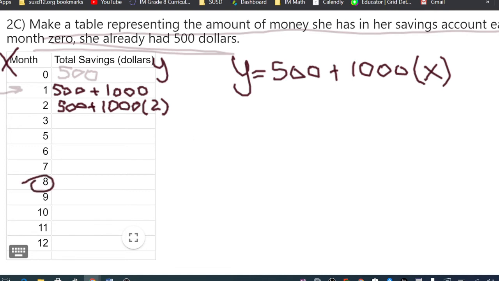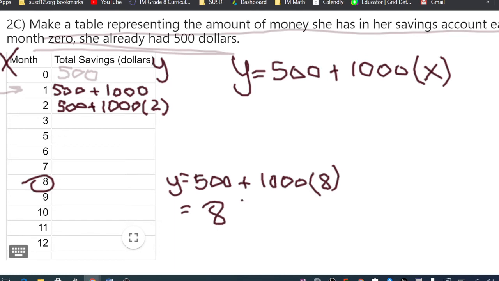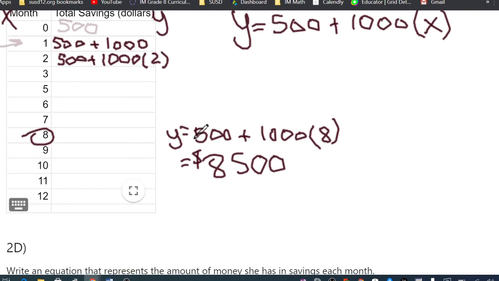Okay, when 8 months have passed, the amount of money she has is her initial $500 that she had before she earned YouTube money, plus $1,000 a month of earnings multiplied by the number of months that she has been earning, which is 8 months. So how much does she have after 8 months? She has $8,500. Wow, she's really getting rich, isn't she?